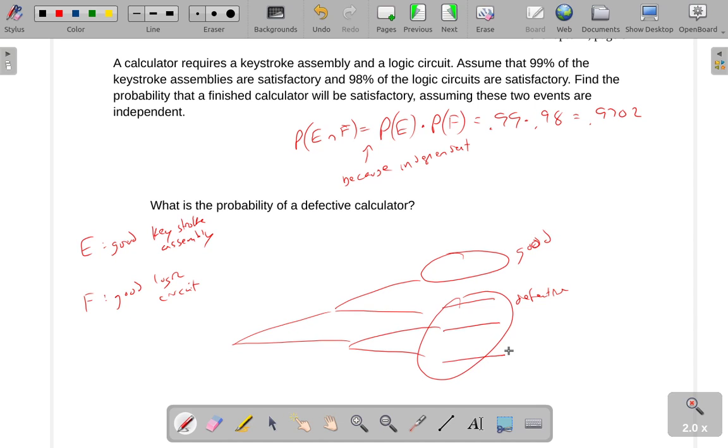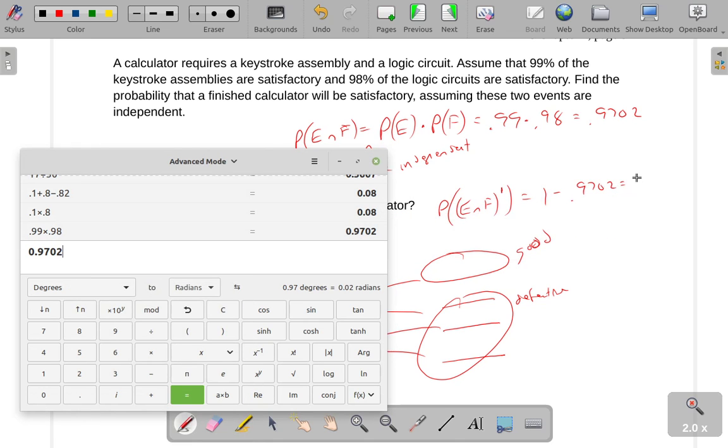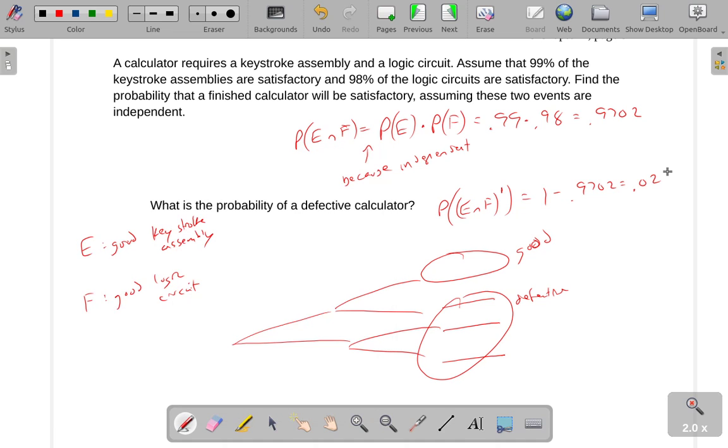There's fortunately an easier way, because either it's good or it's defective, in which case we're talking about the complement. The probability of (E intersect F) complement would be 1 minus 0.9702, which gives us 0.0298. Like I said, I could have figured out each of these things individually, but this is a much faster way of going about this one.